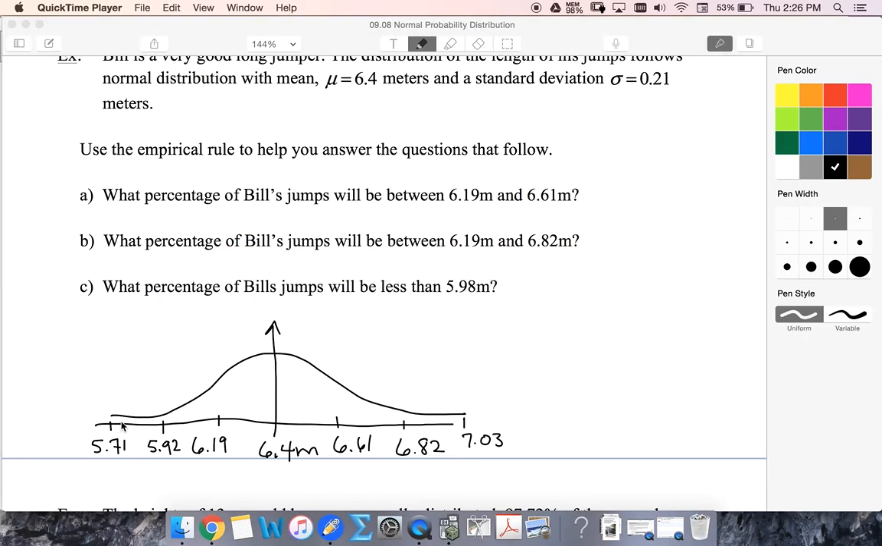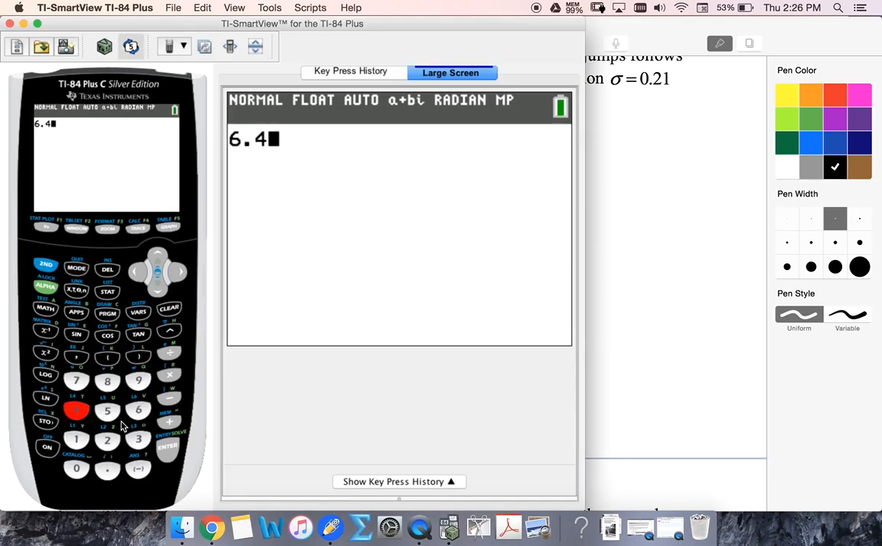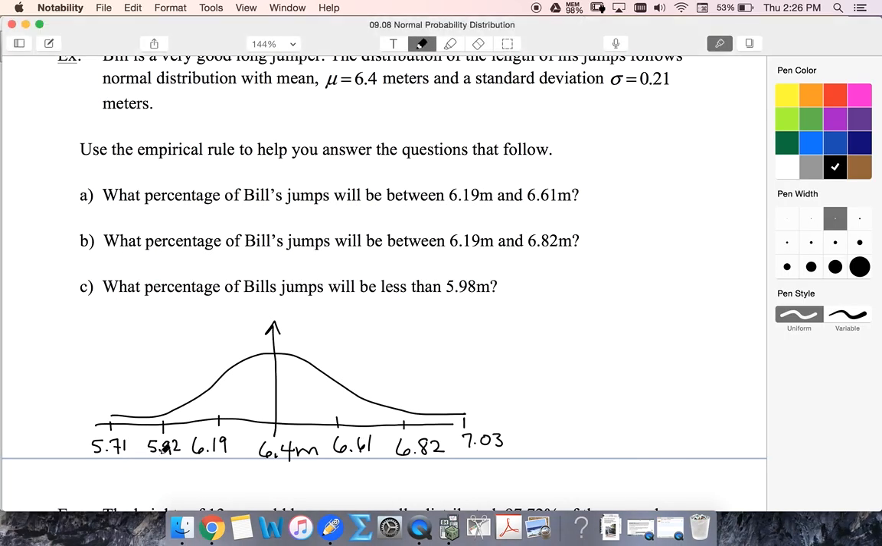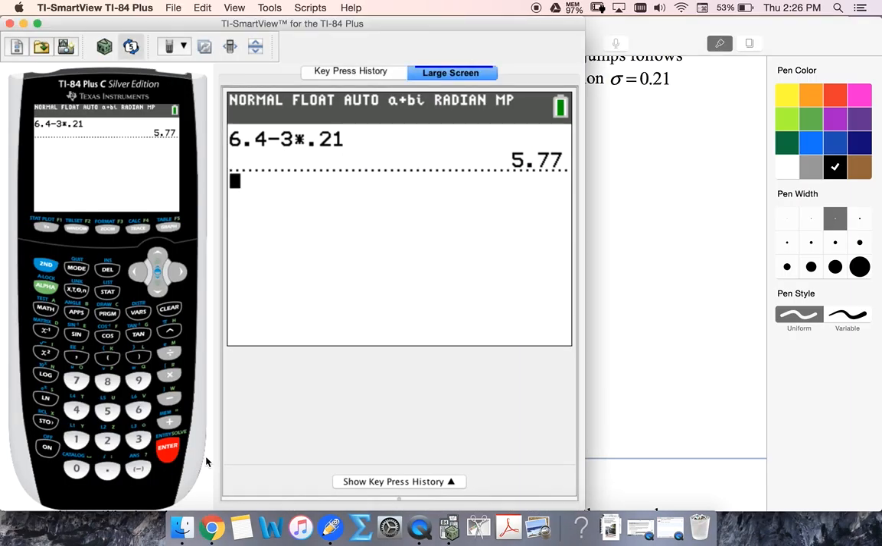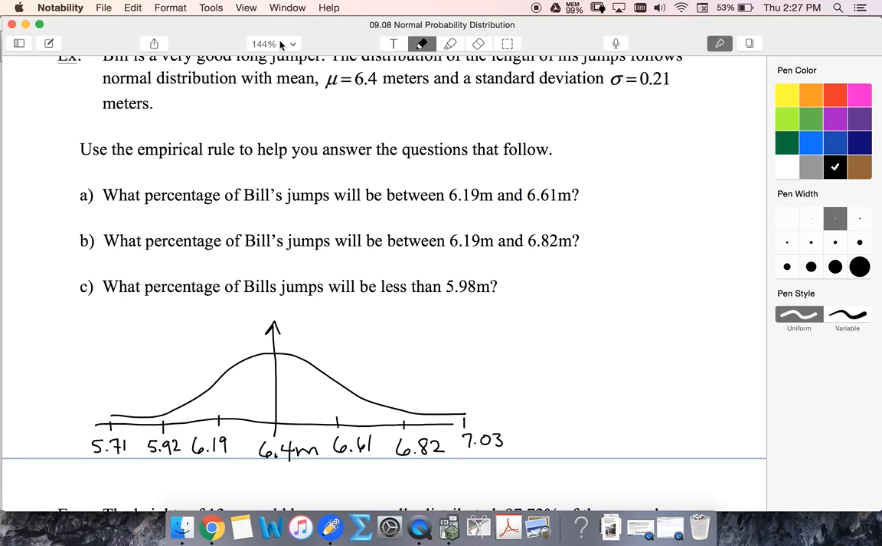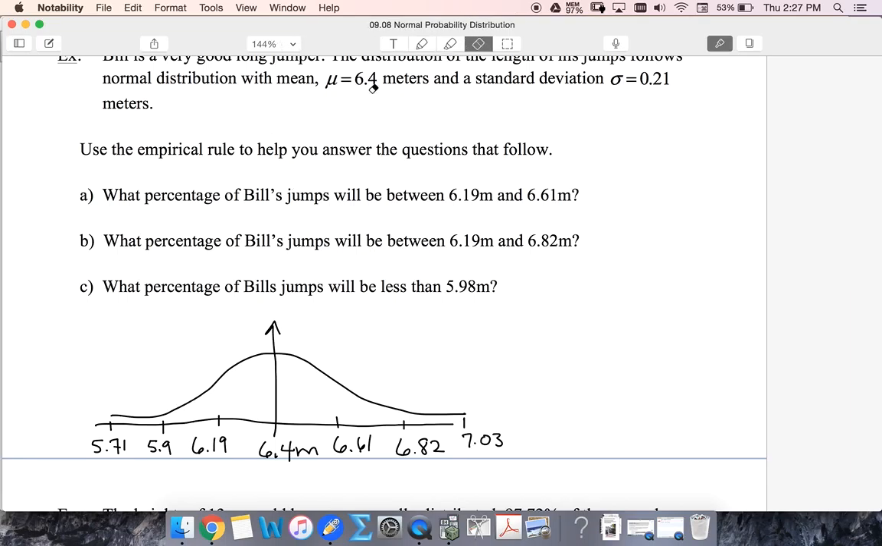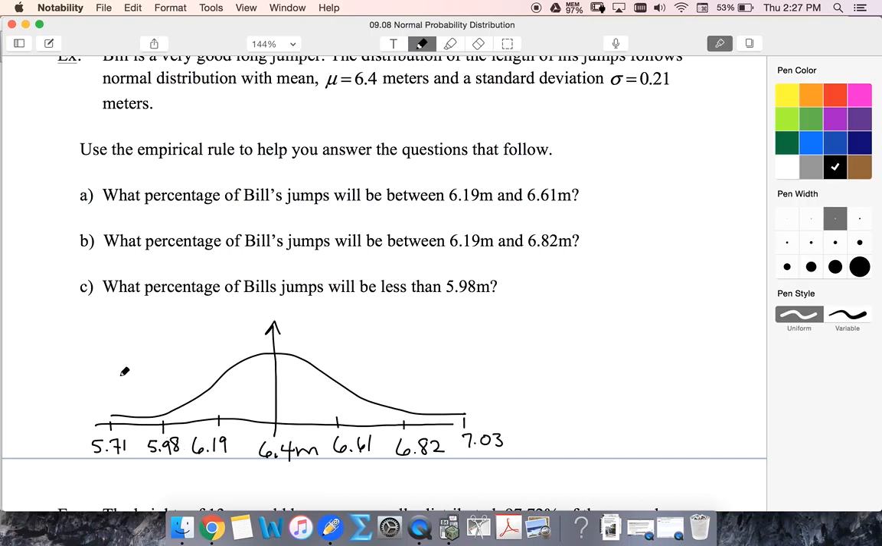And I just want to make sure that I'm not about to give you faulty math. 6.4 minus 3 times 0.21, 5.77. Something is wrong. All right, did I get it wrong from the beginning? No, that's 0.19, and then 6.19 minus 0.21 is 5.98. There's my problem. Terrible math. 5.98, and then 7 there.